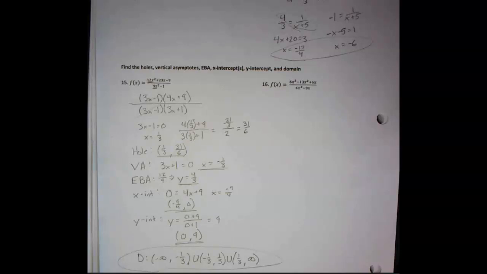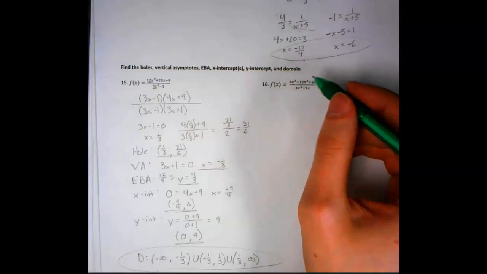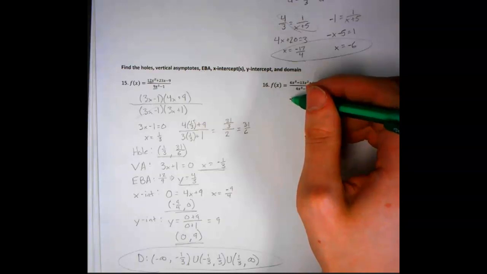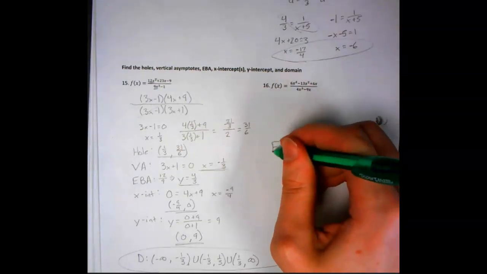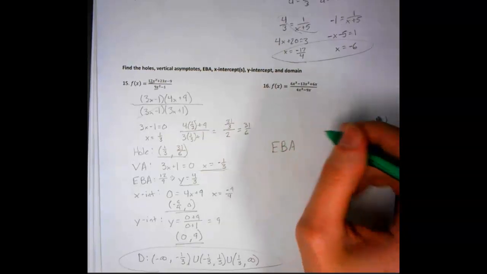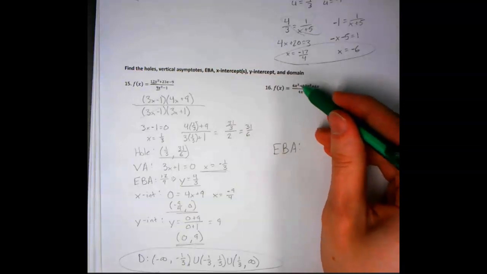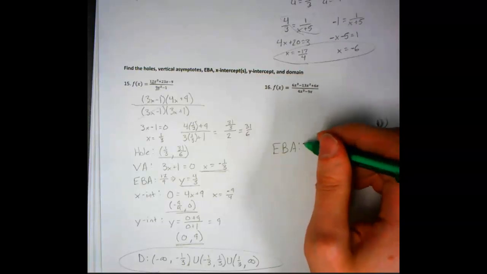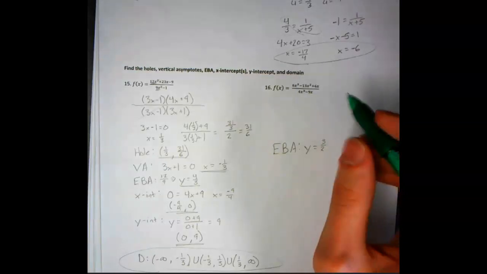Okay, so tonight we're working on problems 16 through 18. For this first one, we need to find the five characteristics of this equation. So first, we are going to just put down our end behavior asymptote, because that's the easiest thing to see at the beginning. We have the same degree for both of these, which means that we're just going to divide their coefficients. And we'll have y equals 3 over 2.